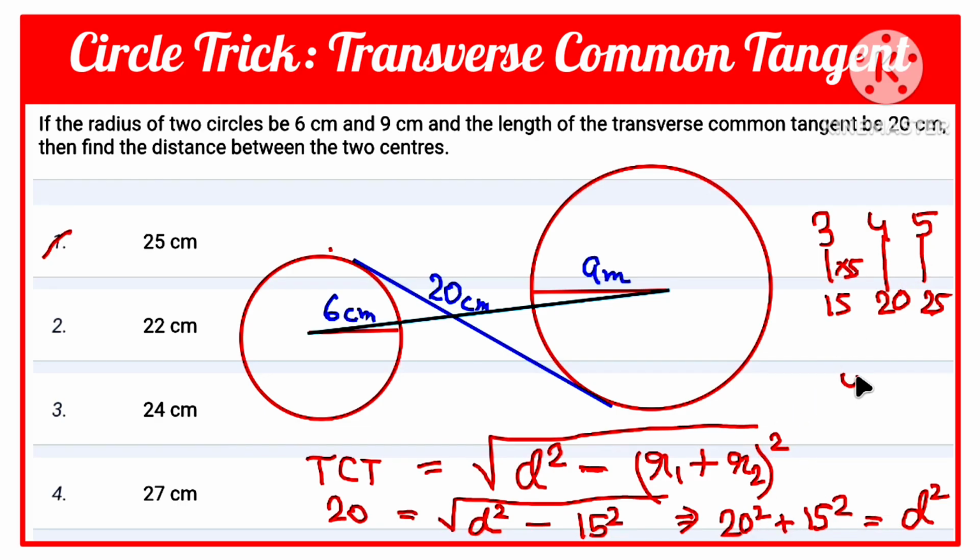20 square you will get 400 and 15 square is 225. If we add, we will get 625. So square root of 625, if we want to find out D, then it will be 25. So D will be 25. As this is length or the distance, we will take the positive value. So like this also you can mark your answer as option A.